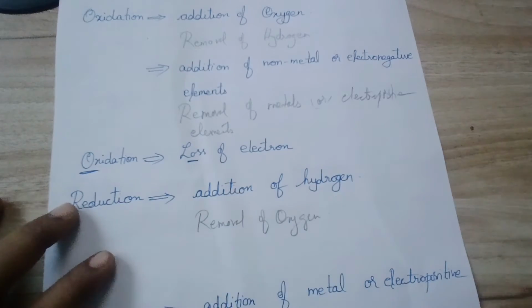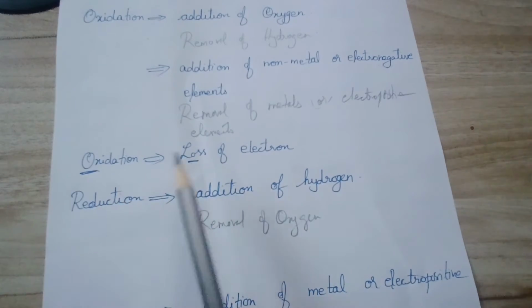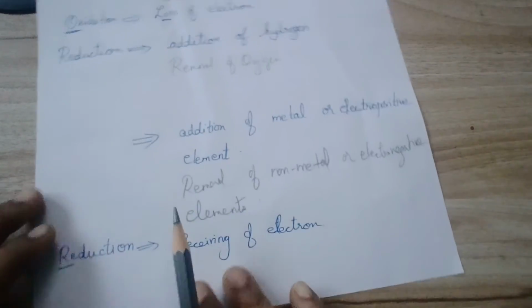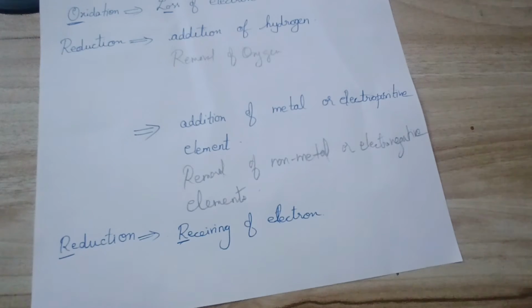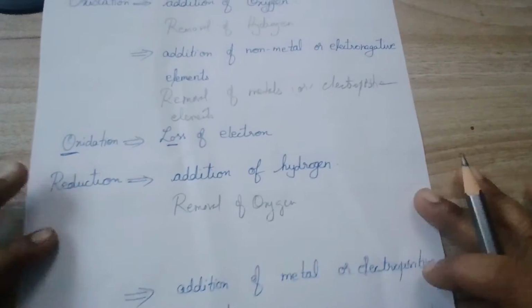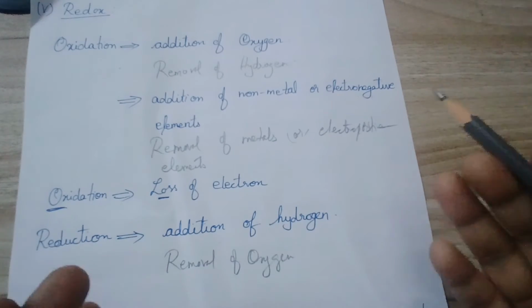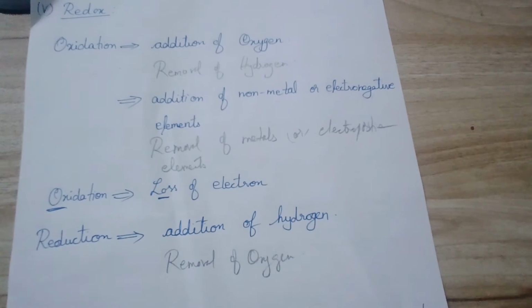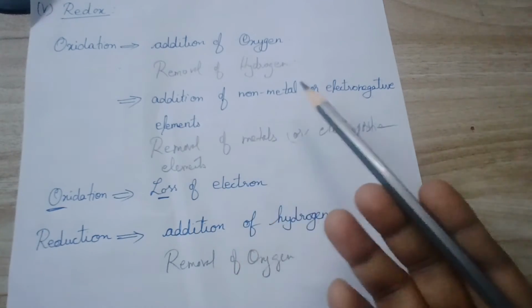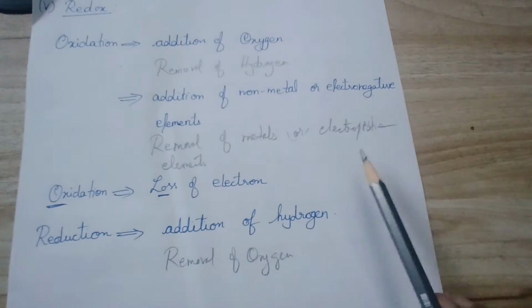Clear on this? In other words, oxidation is a loss of electrons. Reduction means receiving of electrons, that is, gain of electrons. So now you understand what oxidation and reduction are. Oxidation means addition of oxygen or removal of hydrogen. In terms of metals and non-metals, oxidation means addition of non-metals or electronegative elements, or removal of metals or electropositive elements.